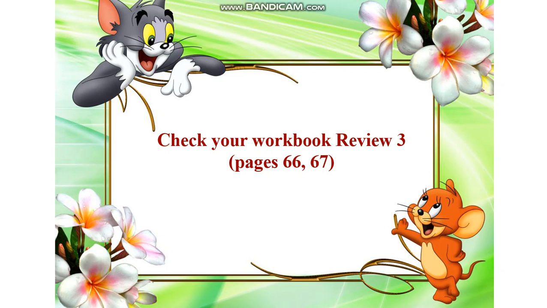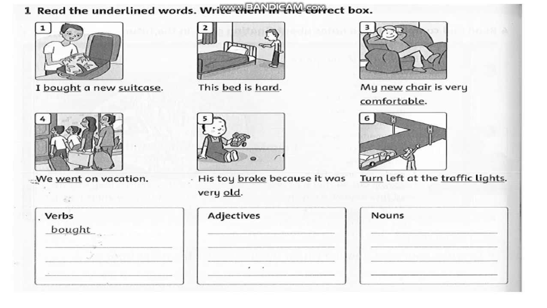Now, check your workbook, review 3, pages 66 and 67. Exercise number 1. You read the underlined words, write them in the correct box. Verbs, adjectives, or nouns. Look at sentence number 1. I bought a new suitcase. So you can see the underline here. Bought is a verb. So you write here verbs in the box.